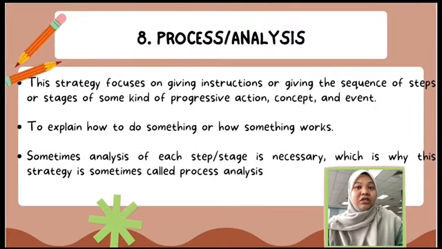Number 8 is process or analysis. This strategy focuses on giving instructions or the sequence of steps or stages of some kind of progressive action, concept, or event. This strategy is to explain how to do something or how something works. For example, how to make pineapple tarts during Hari Raya. And sometimes analysis of each step or stage is necessary, which is why this strategy is sometimes called process analysis.